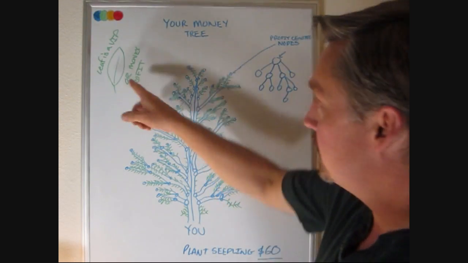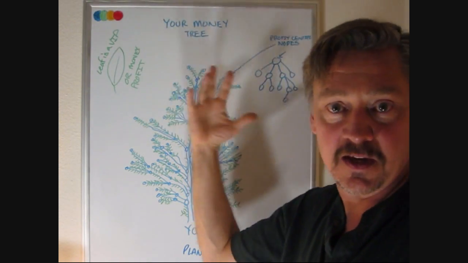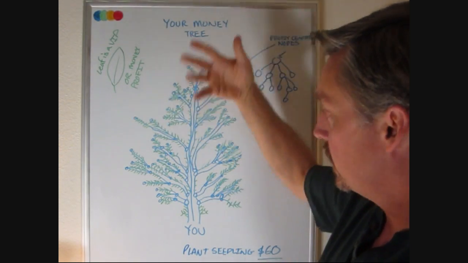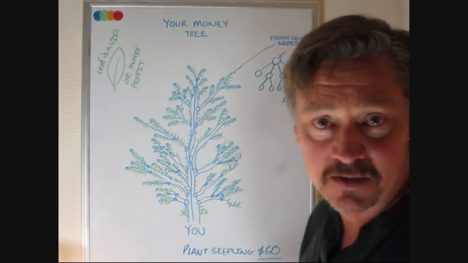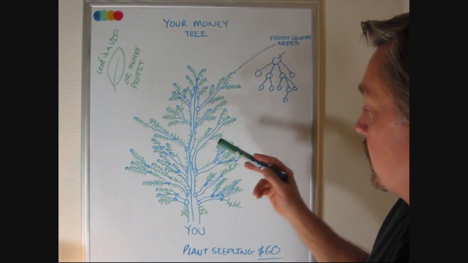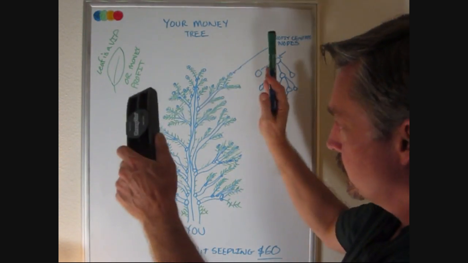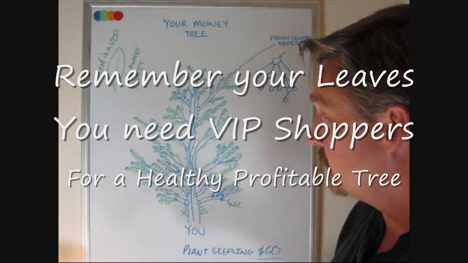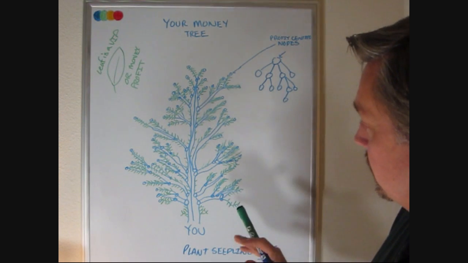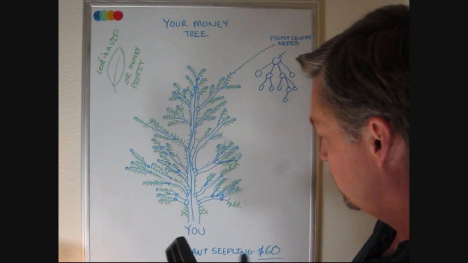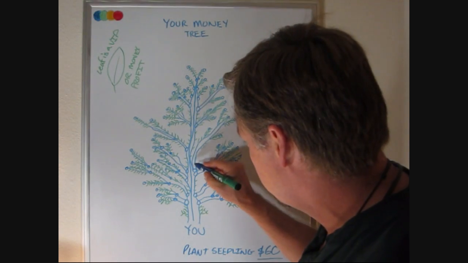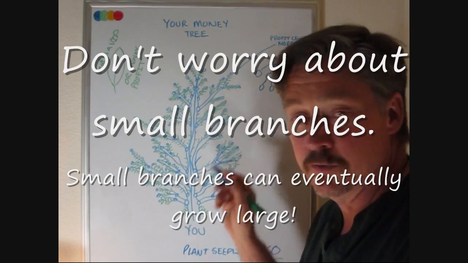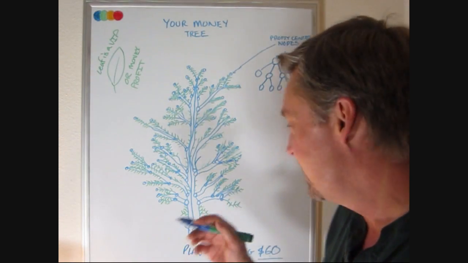So we need these VIPs to be photosynthesizing, to be spending money and purchasing these great products every month if we want our money tree to pay us every month. So, you know, grow your tree. You obviously want to get branches, but remember your leaves, remember your VIP shoppers, and don't worry about if you get a little scraggly branch in here. Don't worry about it. I mean, I guess if it's really irritating you, you could trim it off, but that's not the idea. Give it time.